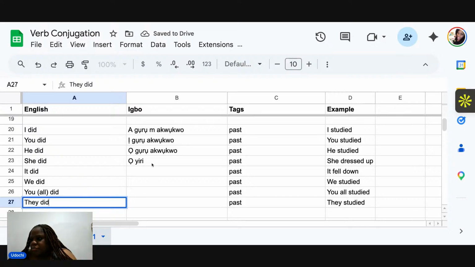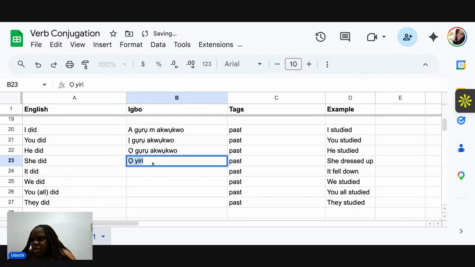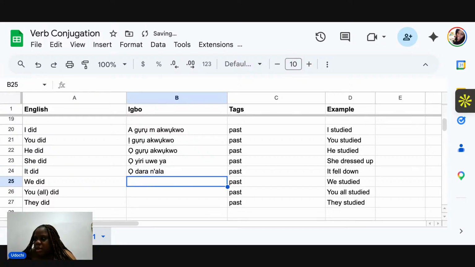Okay, let me say Oyuri. She dressed up, Oyuri. Yeah. It fell down, Ọ dara nala. We studied, Anyi guru.